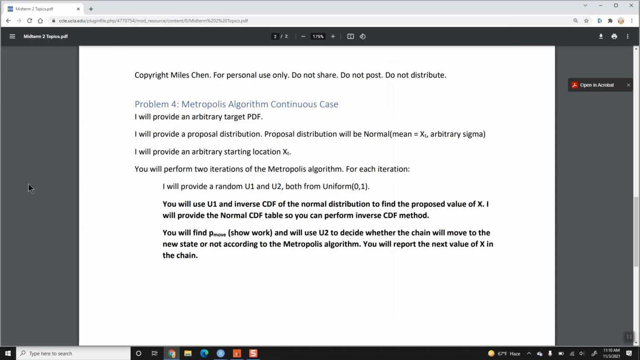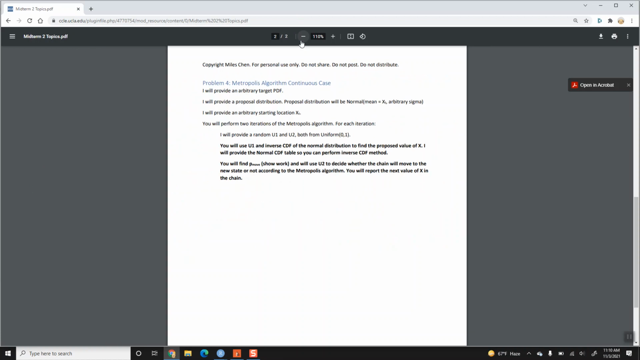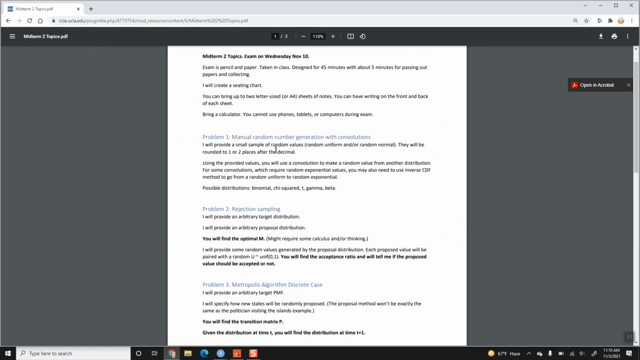I feel like I'm giving away too much already. Okay, and then you'll figure out the p move. You'd have to show your work for that, and then you'll use U2 to decide whether or not you will move to this new location. All right, and that will be it. I think that will fill up 45, 50 minutes of time, these 4 problems. Okay? Any questions?